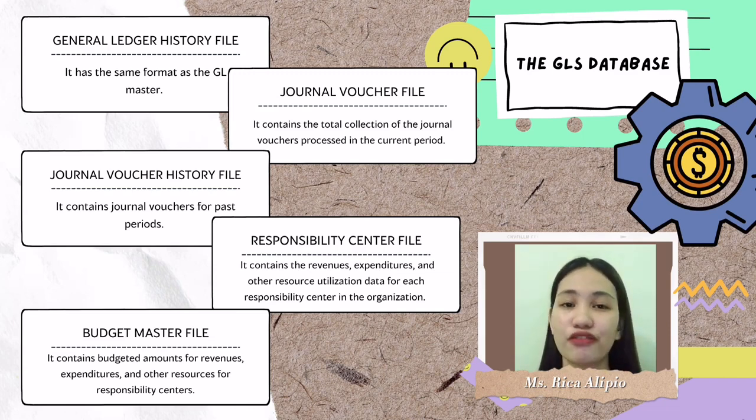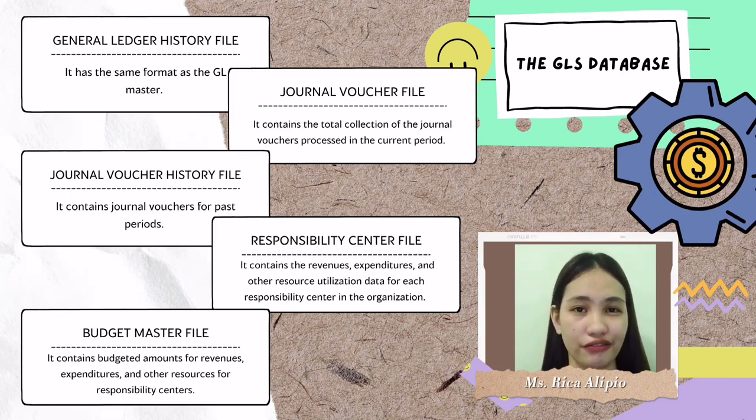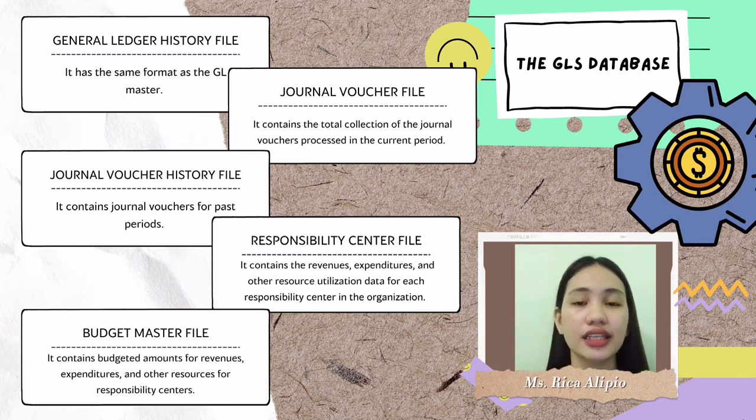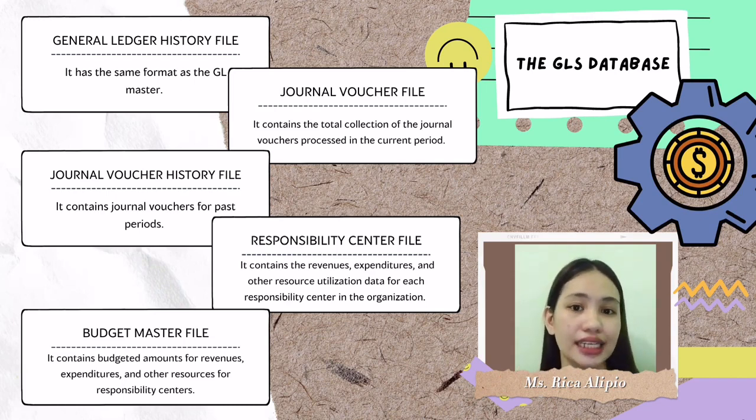It has the same format as the GL Master, and its primary purpose is to provide historical financial data for comparative financial reports. Next file is the Journal Voucher file. It contains the total collection of the journal vouchers processed in the current period. This file provides a record of all general ledger transactions and replaces the traditional general journal.